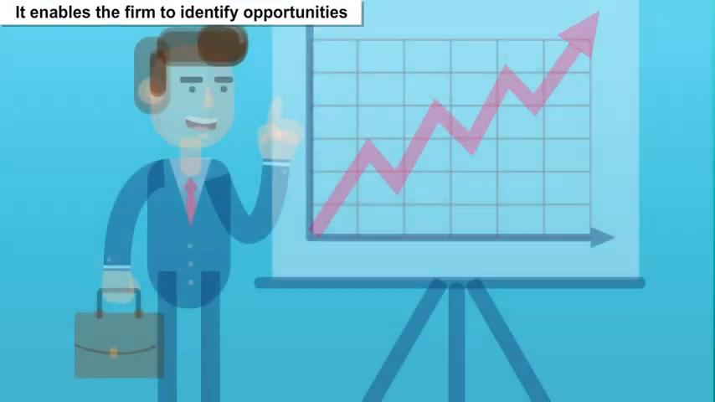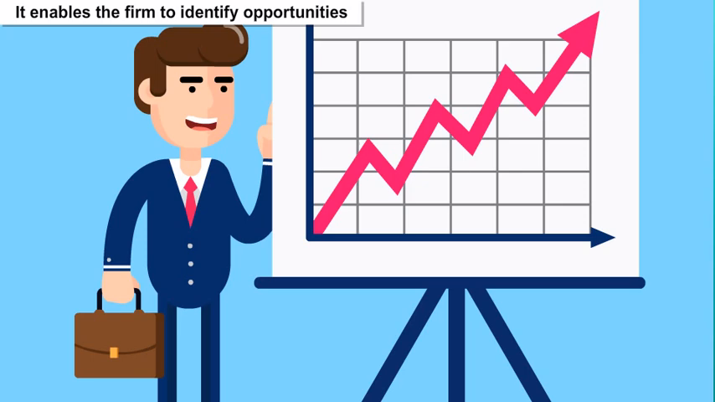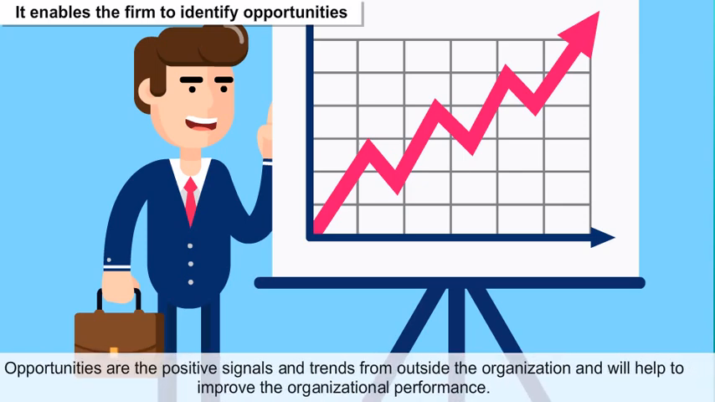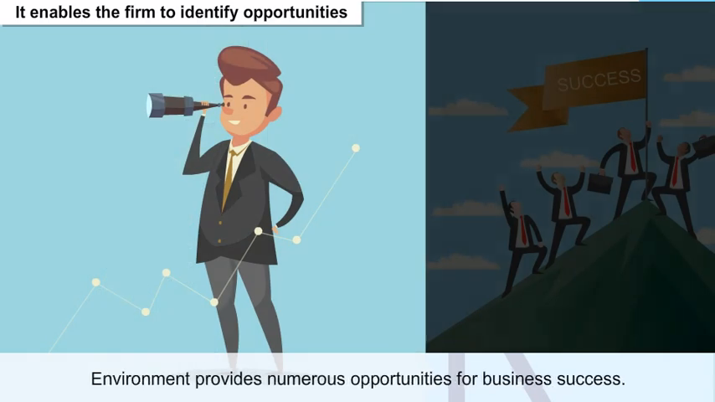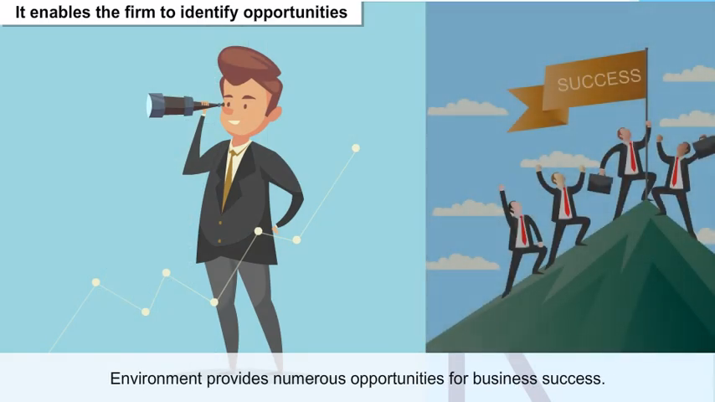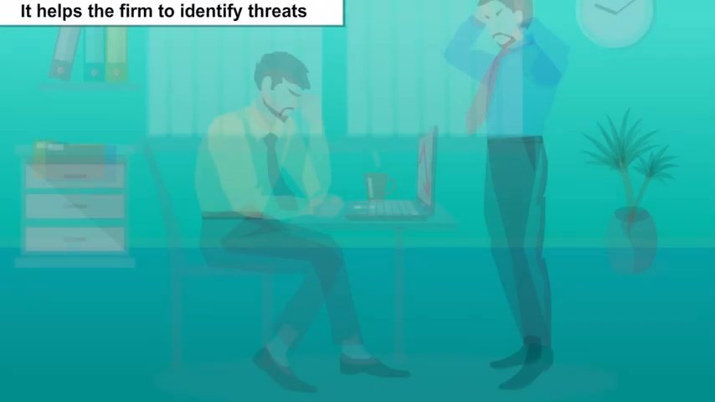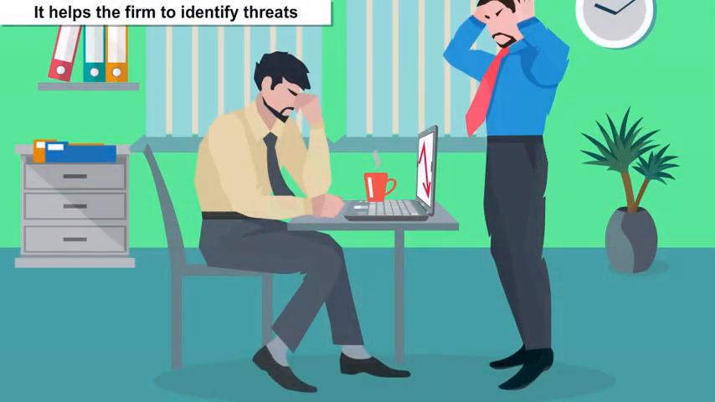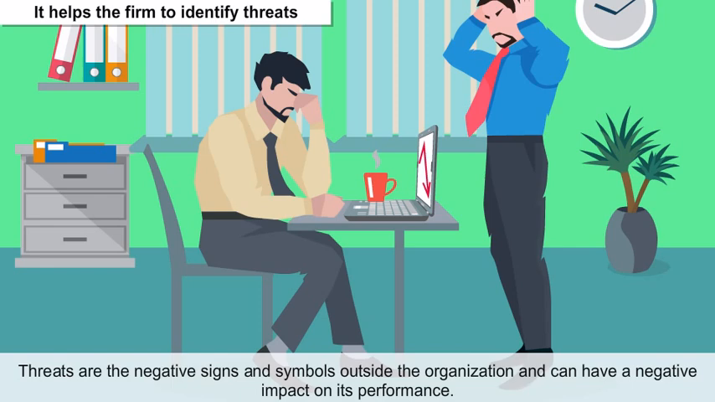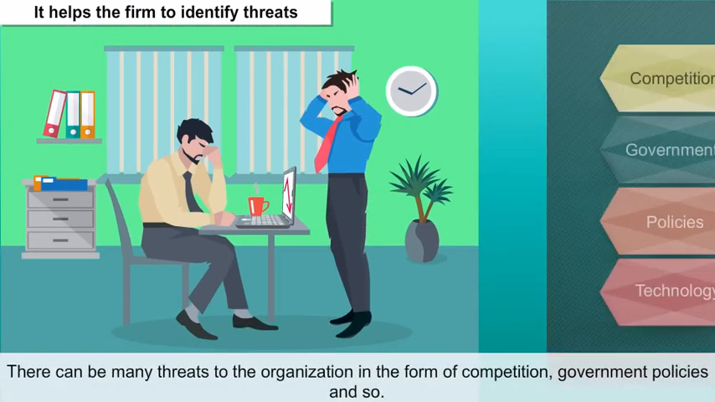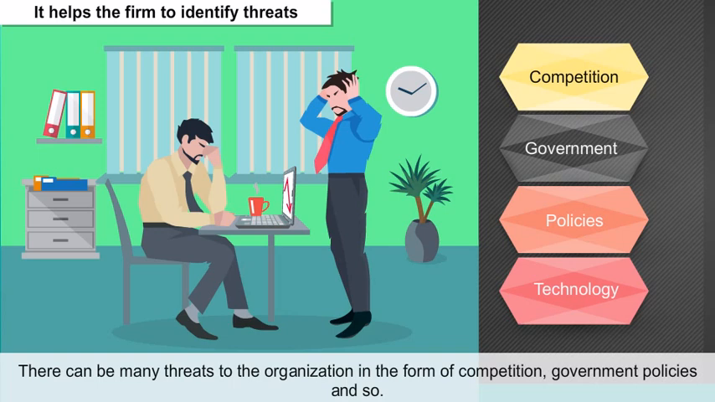It enables the firm to identify opportunities. Opportunities are the positive signals and trends from outside the organization and will help to improve the organizational performance. Environment provides numerous opportunities for business success. It helps the firm to identify threats. Threats are the negative signs and symbols outside the organization and can have a negative impact on its performance. There can be many threats to the organization in the form of competition, government policies, and so on.